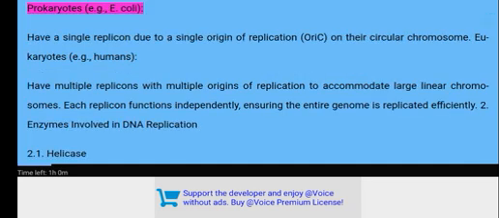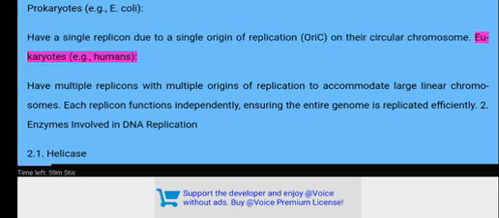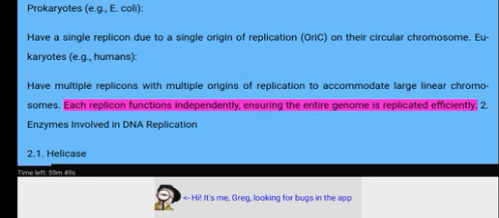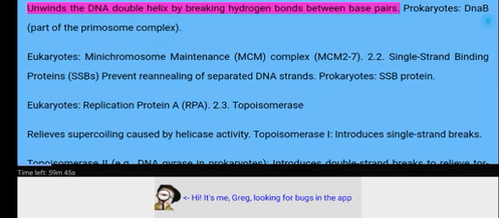Prokaryotes, e.g., E. coli, have a single replicon due to a single origin of replication, or oriC, on their circular chromosome. Eukaryotes, e.g., humans, have multiple replicons with multiple origins of replication to accommodate large linear chromosomes. Each replicon functions independently, ensuring the entire genome is replicated efficiently. 2. Enzymes involved in DNA replication. 2.1 Helicase unwinds the DNA double helix by breaking hydrogen bonds between base pairs.